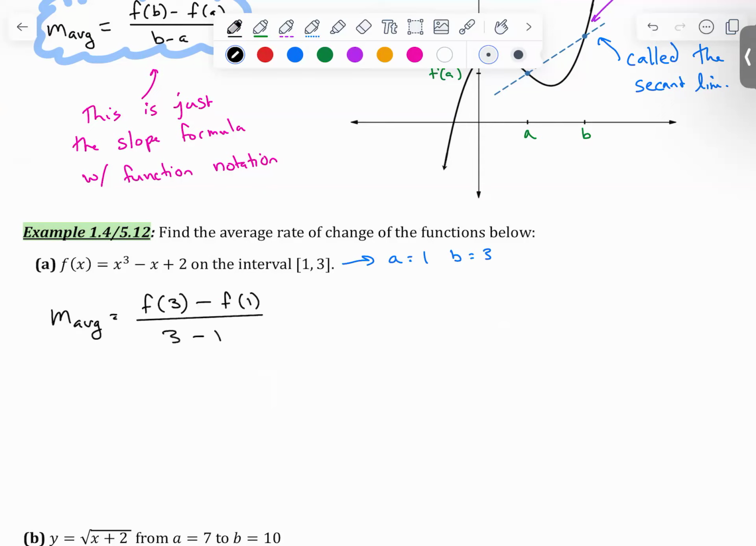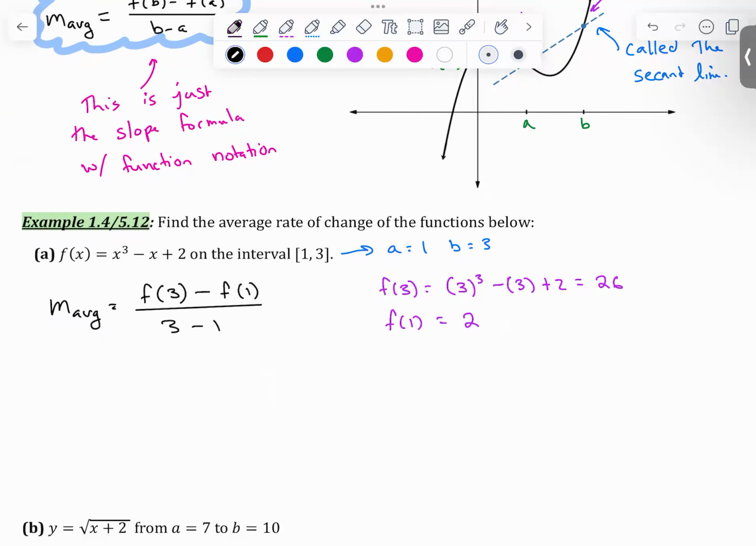You can either calculate as you're going along, or you can calculate it on the side. I'm going to calculate it on the side for this first example, and then calculate it while I'm doing the second example. So f of 3 is just plugging 3 into the function. That's 3 cubed minus 3 plus 2, which in your calculator gives 26. If you feel comfortable just putting this in your calculator and writing f of 3 equals 26, that's fine with me. And f of 1, with a similar calculation, is 2.